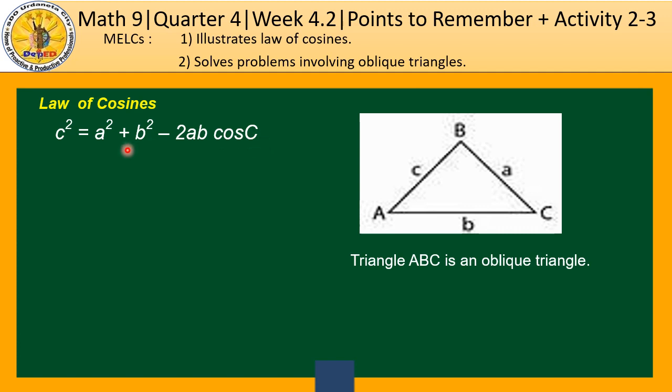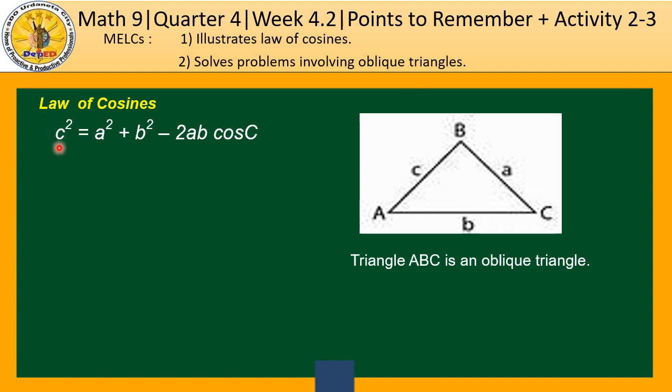As you can see, the cosine law is similar to the Pythagorean theorem, because the Pythagorean theorem is a special case of the cosine law. So we use the Pythagorean theorem if the triangle is a right triangle. So remember that the Pythagorean theorem is a special case of the cosine law. I will help you to remember this easily.